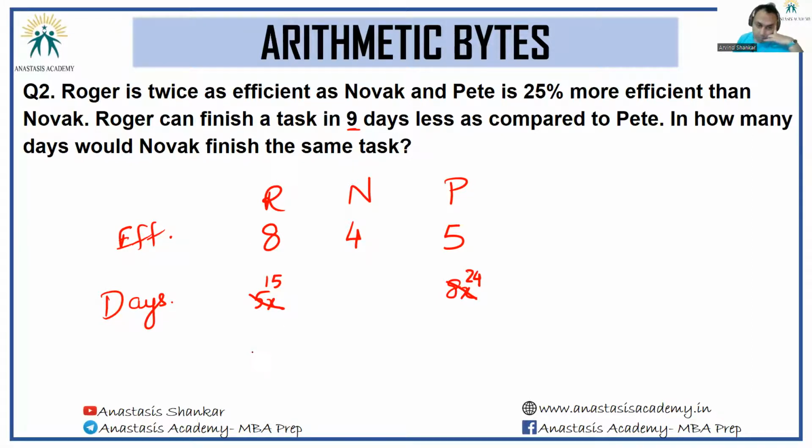So total quantum of work is 120 units. In how many days would Novak finish the same task? His efficiency is 4. Total work is 120. It will take him 30 days to finish the whole task. Okay.